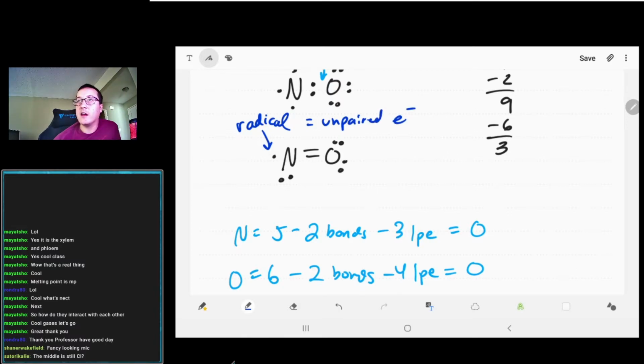Which is an unpaired electron. You'll see lots of talk, of course, in media about free radicals and all that fun stuff. That's something like this. So nitrogen monoxide here, nitric oxide, is a free radical. It has an unpaired electron. These are usually pretty reactive.